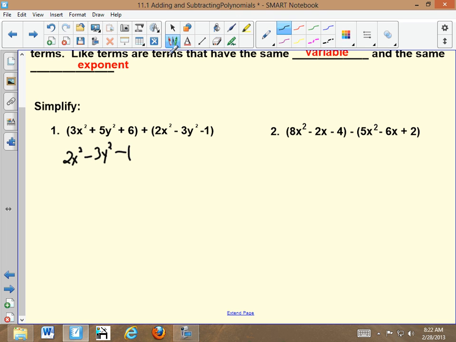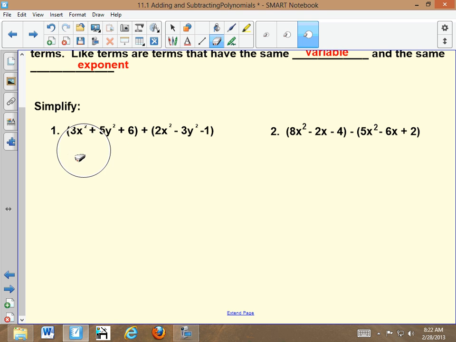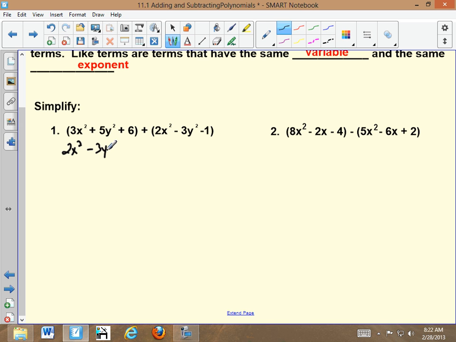So, quite honestly, if you can just know, hey, I'm going to put my 2x squared underneath my 3x squared, my negative 3y squared underneath my y squared. The problem you run into is you have to bring the sign with the number. No yawning. And my negative 1 underneath my negative 6.